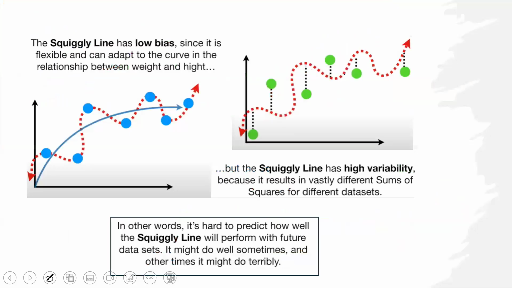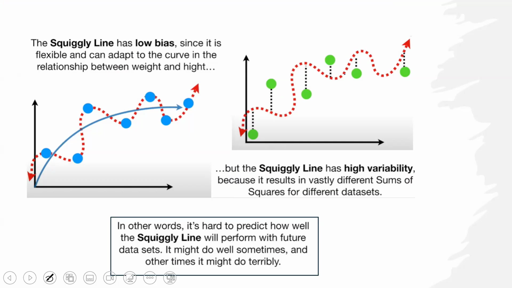Now comes this particular part. The squiggle line has low bias because it captured the exact relationship between the input and output, since it is flexible and adapts to the curve in the relationship. But the squiggle line has the highest variability because it results in vastly different sums of squared errors for different data sets.